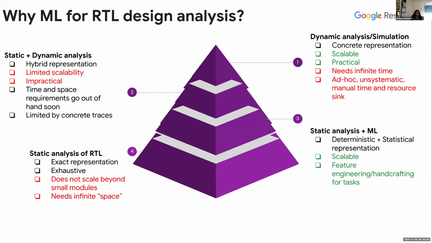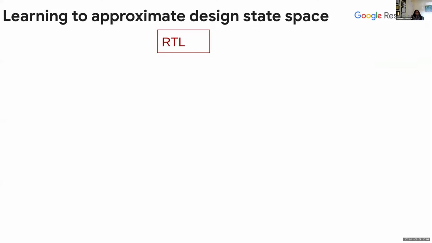So the last class of methods is questionable. So what we decided to do in this work was to apply deep learning, and the purpose of using deep learning is that deep learning essentially creates an approximation of whatever training data you provided.